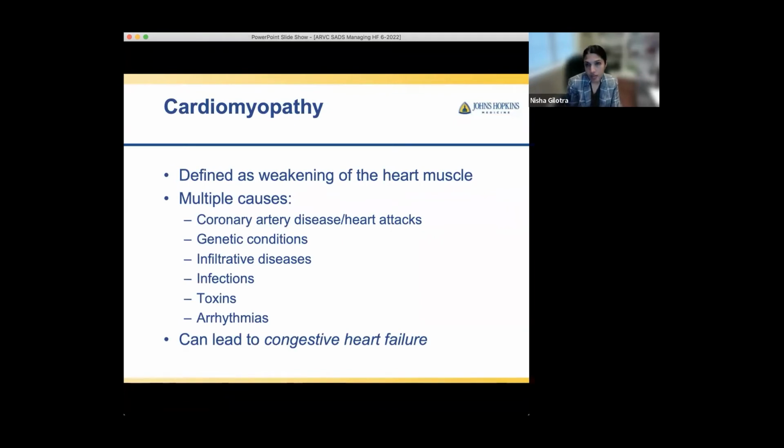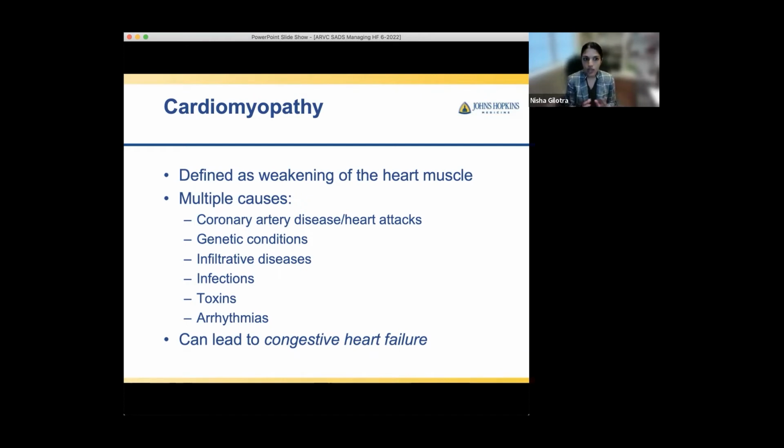So most commonly, patients who have heart attacks or coronary artery disease can get weakening of the heart muscle because there's an area of the heart that doesn't get enough oxygen or blood flow during the time of a heart attack. There can be genetic conditions. We're all here because of that. There can be infiltrative diseases. So actually abnormal proteins or other things that can deposit in the heart. Infections. So myocarditis, as we know, is a cause of sudden death as well. And oftentimes myocarditis is due to viral infections. There can be toxins or drug-induced cardiomyopathies and arrhythmia-induced cardiomyopathies. So cardiomyopathy really just means that there's weakening of the heart muscle. It doesn't really tell you where patients are on the symptom scale.